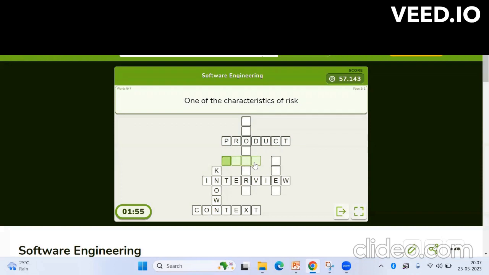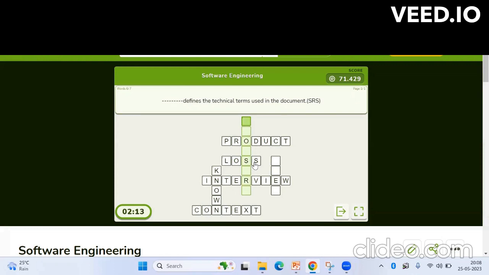Then one characteristics of risk. So you all know risk is a potential problem which may or may not occur, and if a risk occurs, it may give you a loss. So that is one characteristics of risk.